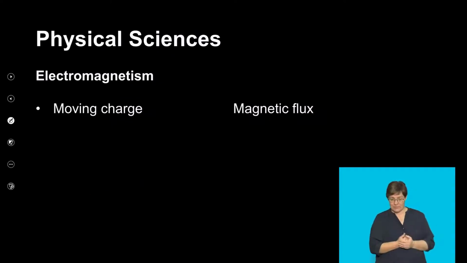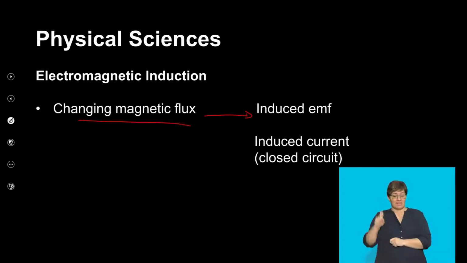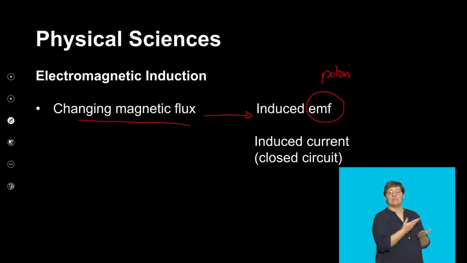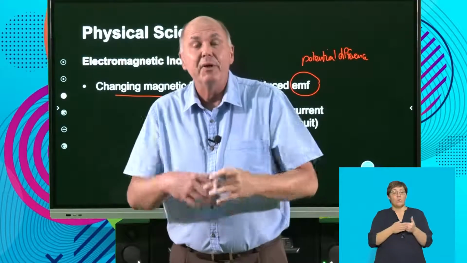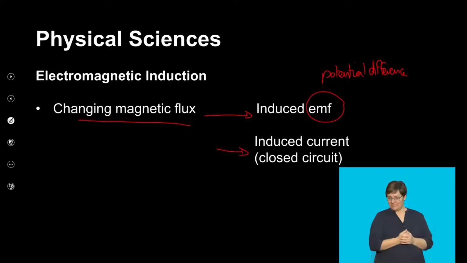So just to remind you, with electromagnetism, we said a moving charge creates magnetic flux. But when we're dealing with electromagnetic induction, a change in magnetic flux produces an induced EMF, or potential difference. Now, if that potential difference is across a coil that's part of a closed circuit, then we will have an induced current as well. So take note that if we've got a closed circuit, then we'll have an induced current.